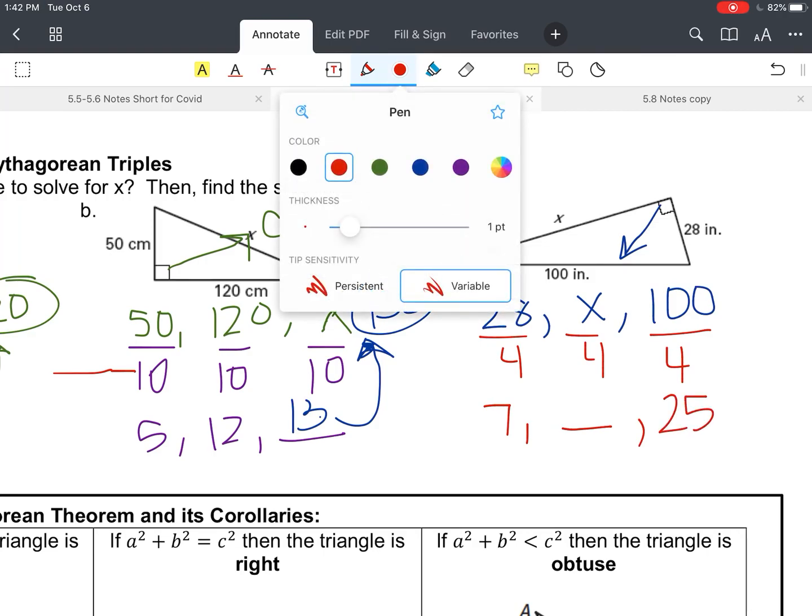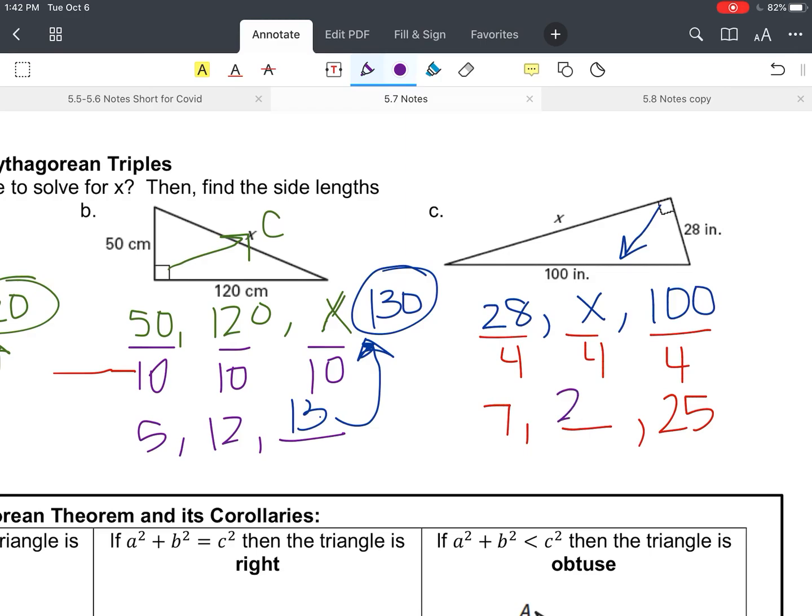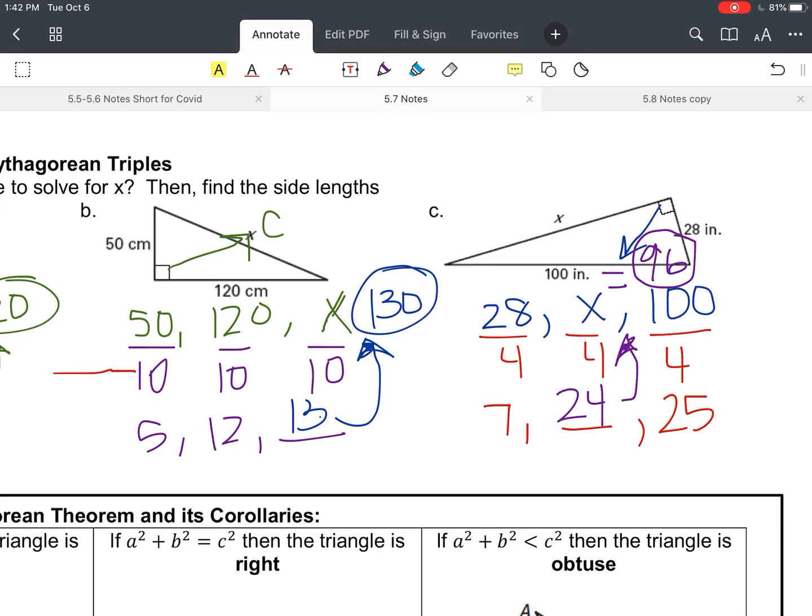28 divided by 4 is 7. I don't know what that one is. 100 divided by 4 is 25. Now looking at my table above, 24 fills in. So it's going to be 7, 24, 25. I had to divide by 4 to go this way, so I'm going to multiply by 4 to go back up. 24 times 4 is 96.